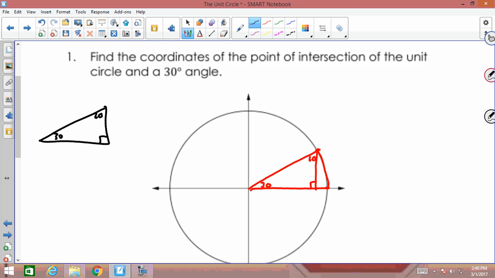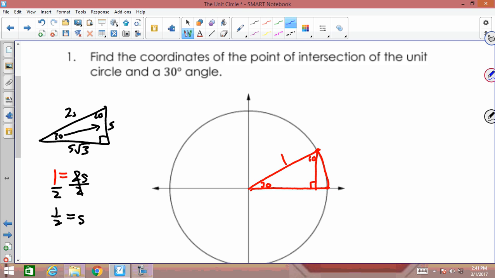Okay. Remember the 30, 60, 90? The hypotenuse is 2s. The side opposite 30 is s. And the side opposite 60 is s square root 3. In the inner circle, though, we know the hypotenuse is 1. Well, 1 is the hypotenuse, so 1 is going to equal 2s. So that means that s is 1/2.